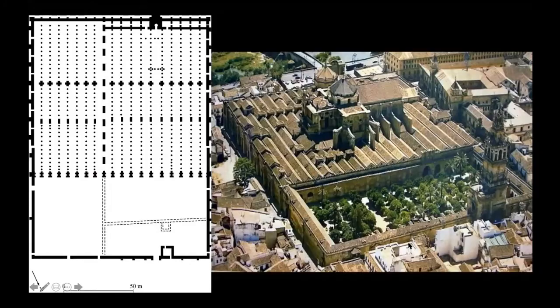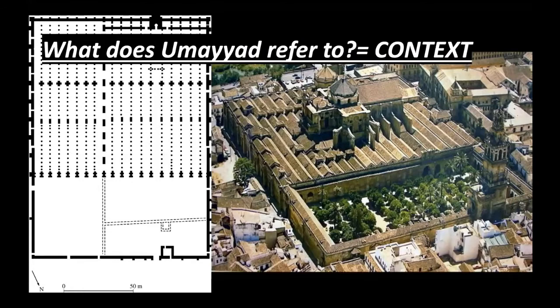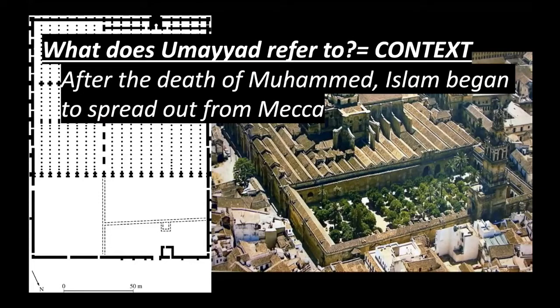Mecca's down here. So the context, I'm going to read all of it, and then there's kind of a summary at the end. So think back to the dynasty when we wrote down Umayyad. So what does Umayyad refer to? So that's the history.